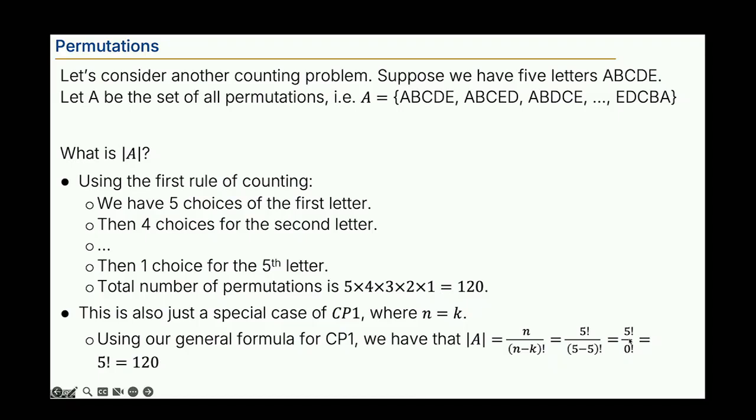Why is that? What's 0 factorial? 1, okay? You might not remember that, but it is a fact. There are many different arguments for why that's the sensible definition. This is one of them. And that gives you 120, okay? So the number of permutations is a special case of counting problem 1, where the number of draws is identical to the number of items. Any questions about this?